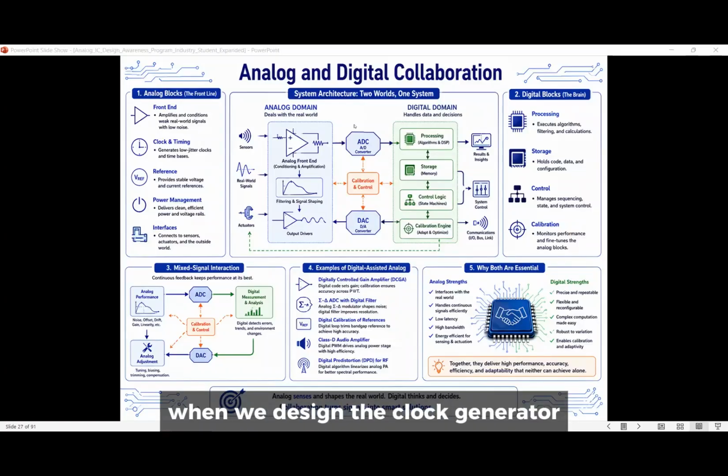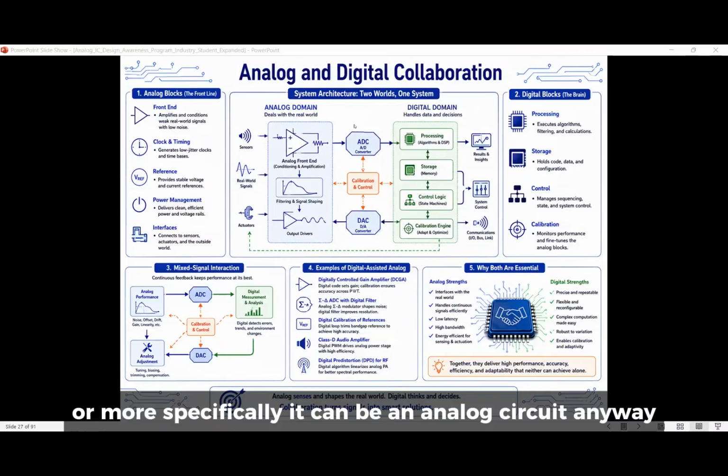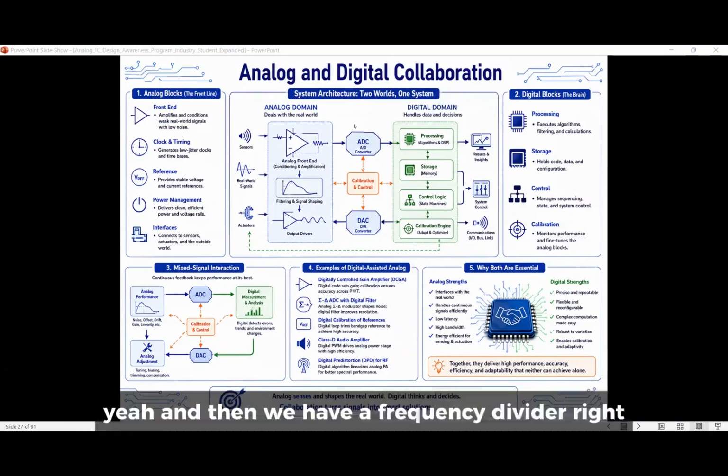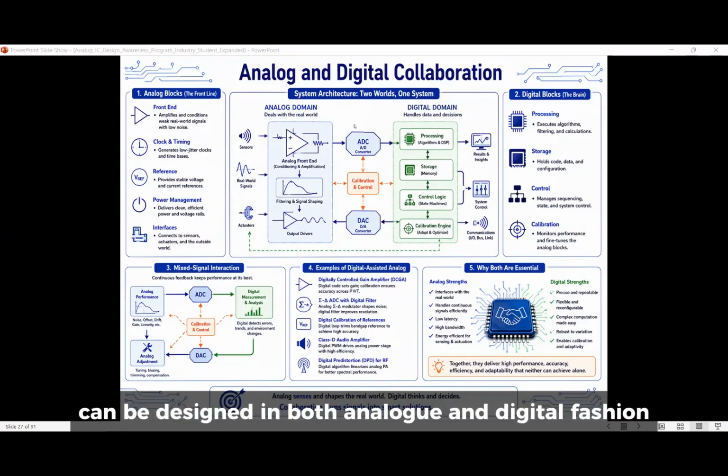Sometimes when we design the clock generator, it actually combines analog circuit and also digital circuit, right? So for example, the voltage control oscillator is an RF circuit, or more specifically, it can be an analog circuit anyway. And then we have a frequency divider, right? With the frequency divider we have to convert the high frequency into a low frequency signal. So this frequency conversion can be designed in both analog and digital fashion.